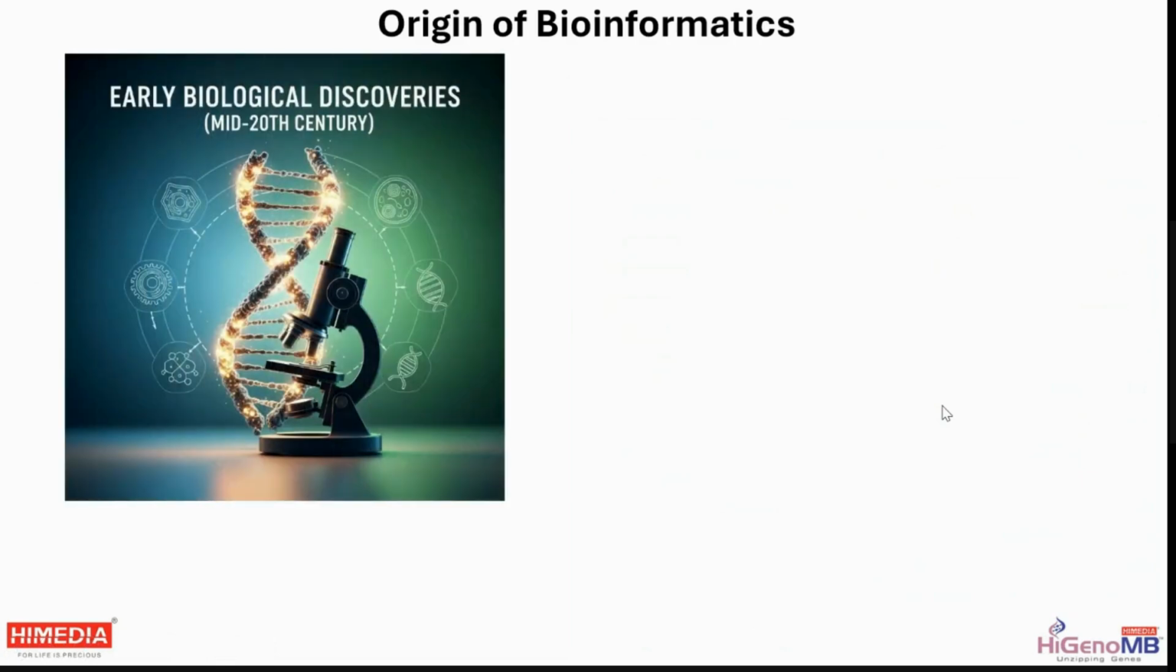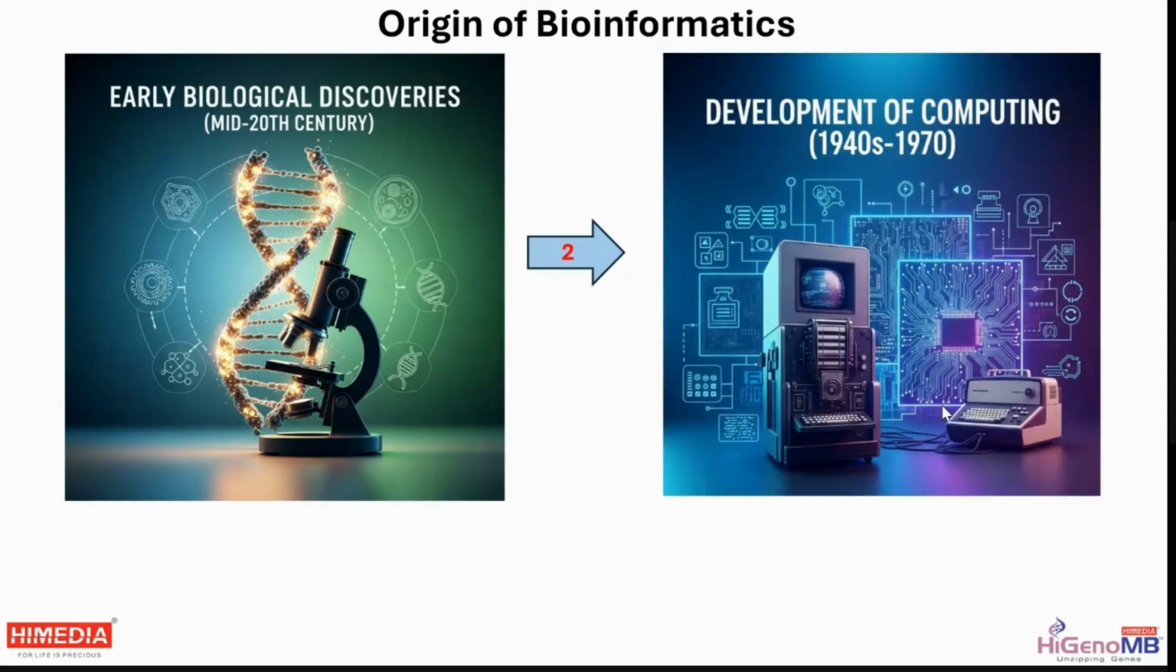So what was the origin of bioinformatics, or when did this branch originate? The necessity started in the early or mid 20th century, when biological discoveries began. Followed by that, the development of computers came into existence, from the 1940s till the 1970s. This is known as the computer era, where a lot of data started being analyzed using computer systems, because for a human it is very difficult to analyze an enormous amount of data at a time, which can be done in short time using a computer system.